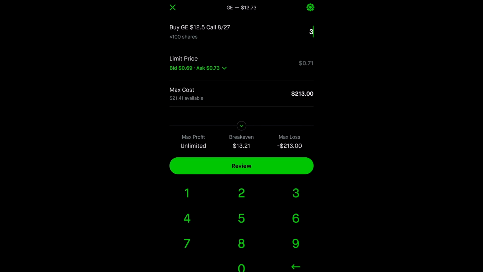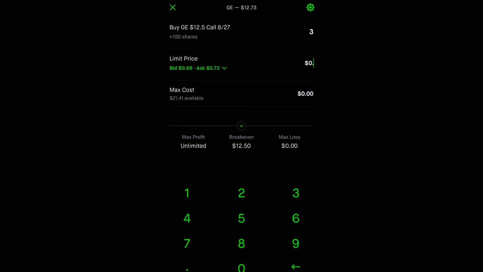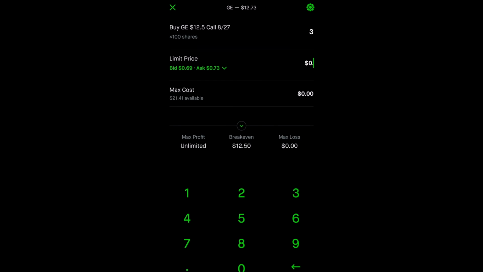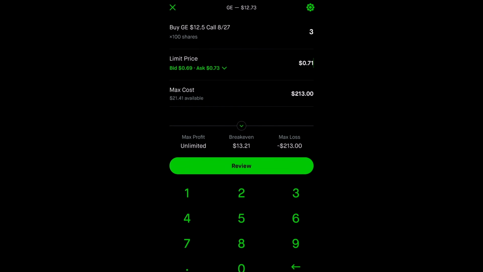The next slot is your limit price. If you don't touch it, Robinhood's going to normally place you right in the middle between the bid and the ask. But if you want to go in there and change it, you can put like 73 cents, and that's going to probably put you in the trade immediately. Or you can be a little more conservative and go to the bid, and you may wait a little bit longer. But if you don't touch it, they're going to default you to right in the middle. And it's going to tell you here your max cost, which is $213. So it's going to cost me $213 to buy 3 contracts of GE, okay?